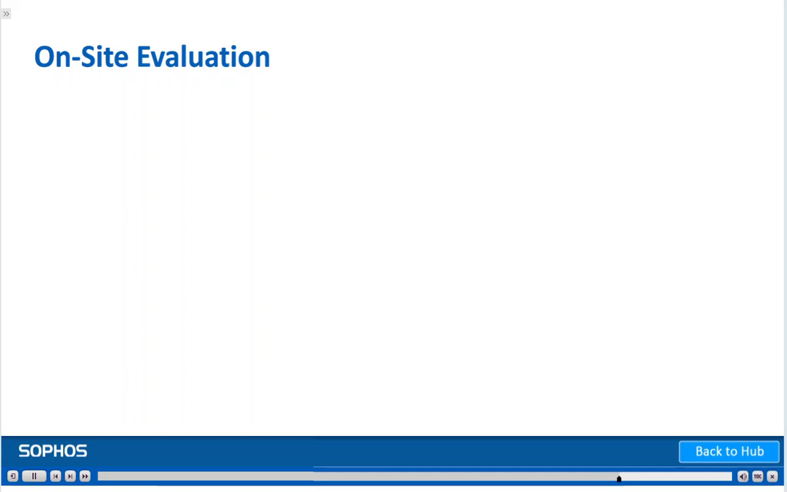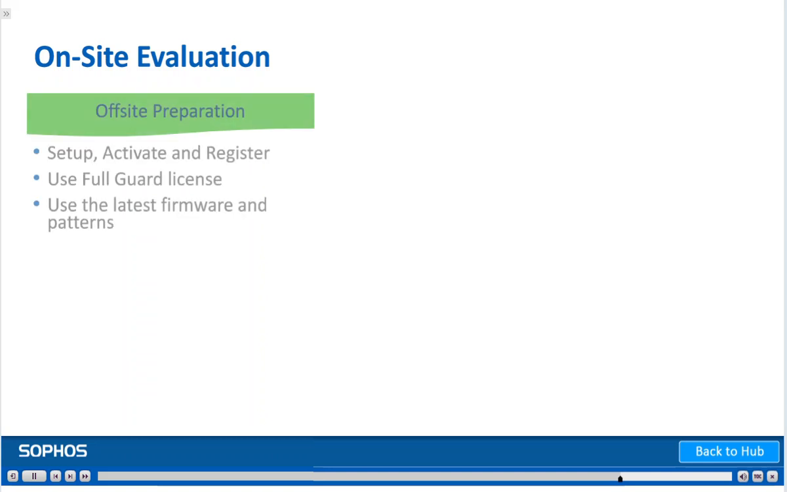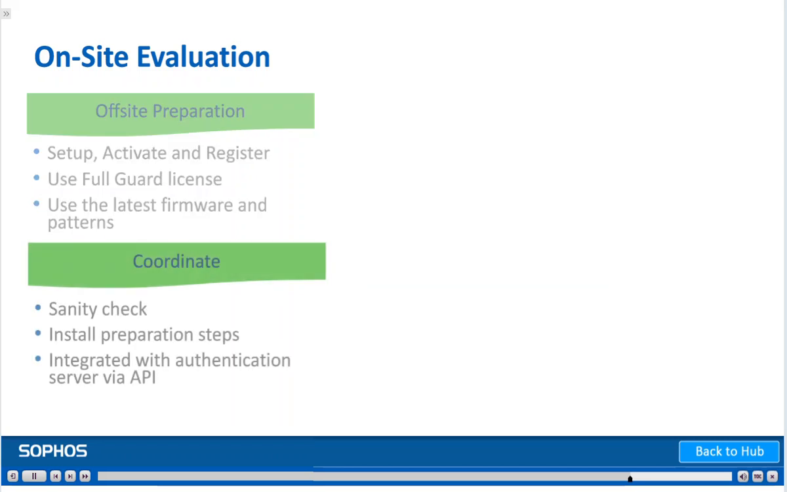Let's look at the steps required for an on-site evaluation. First, the off-site preparation. Perform a factory reset. Set up, activate, and register the XG firewall. Use the FullGuard license, and install the latest firmware and patterns. Next, coordinate. Perform a sanity check. Install the preparation steps. Determine the deployment mode you're going to implement. It could be Discover, Transparent Bridge, or Gateway, and integrate with the authentication server via the API.